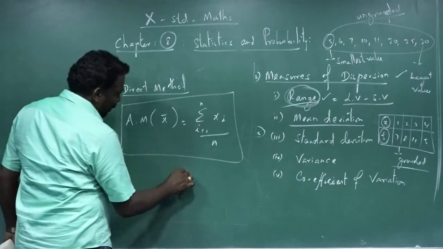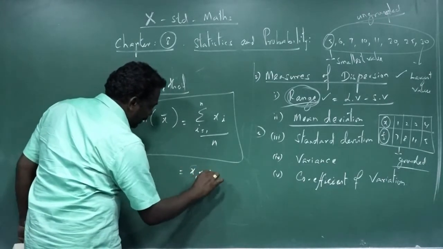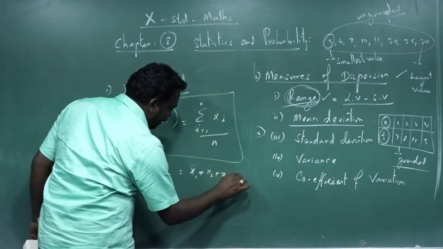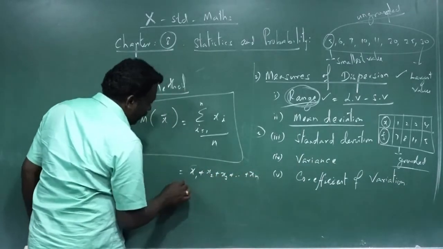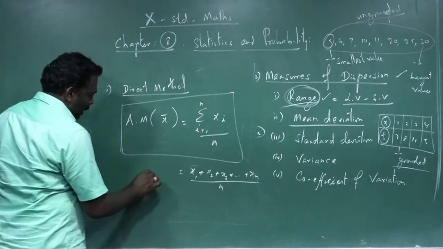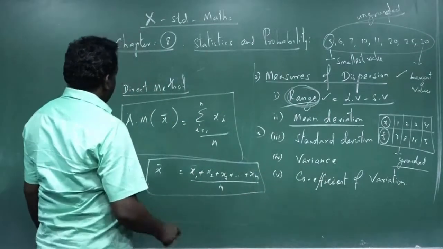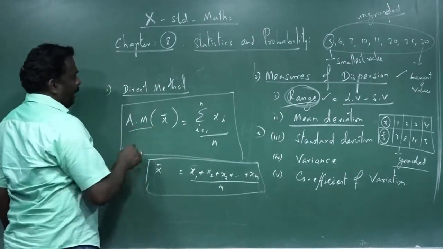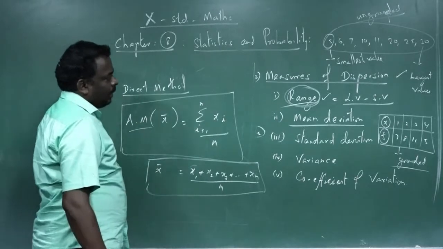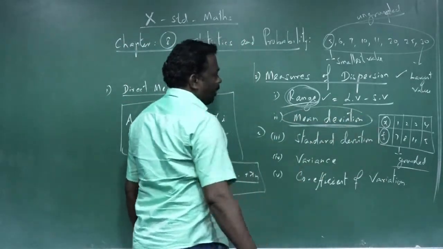Summation means x1 plus x2 plus x3 plus and so on, plus xn, with i taking values 1 to n, divided by the number of data n, and that is defined as the arithmetic mean, x bar. That is how we find the arithmetic mean by applying the direct method. Using that, we find the mean deviation.